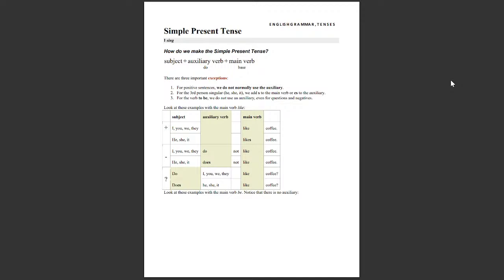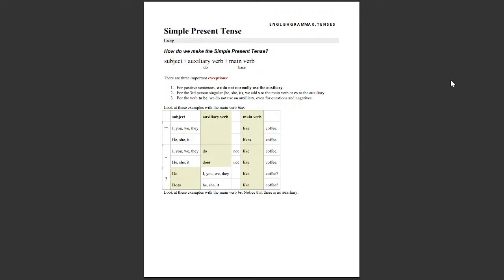With the subjects I, you, we, they, for the negative sentences we are using the auxiliary verb do. Not is compulsory. It's the word which makes the sentence negative. So I do not like coffee, or I don't. You do not like coffee. And he does not like coffee, she does not like coffee. So that is the sentence.